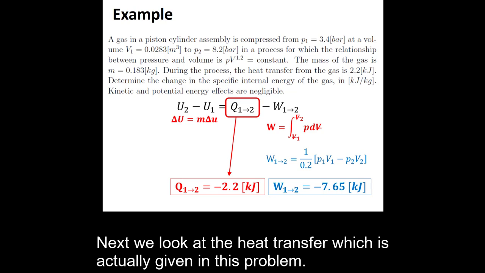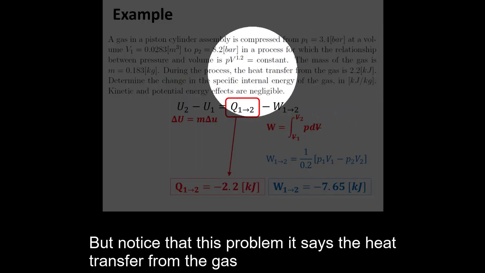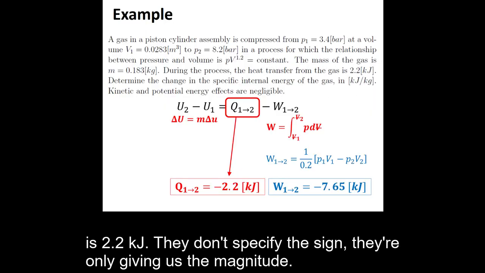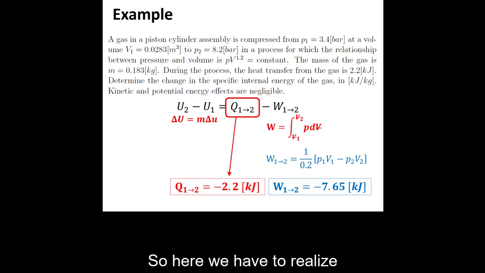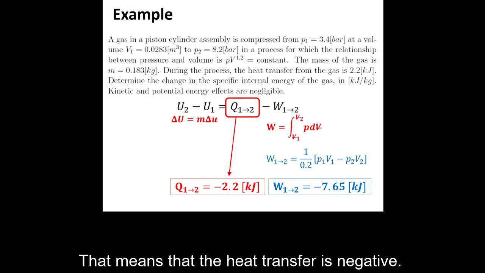Next, we looked at the heat transfer, which is actually given in this problem. But notice that the problem says the heat transfer from the gas is 2.2 kilojoules. They don't specify the sign. They're only giving us the magnitude. So here we have to realize that from the gas means heat is coming out of our system, which is the gas. That means that the heat transfer is negative.